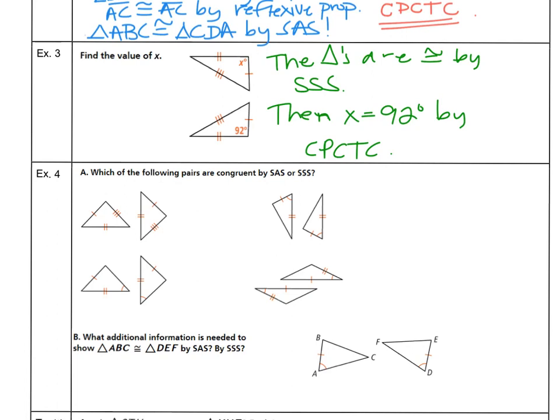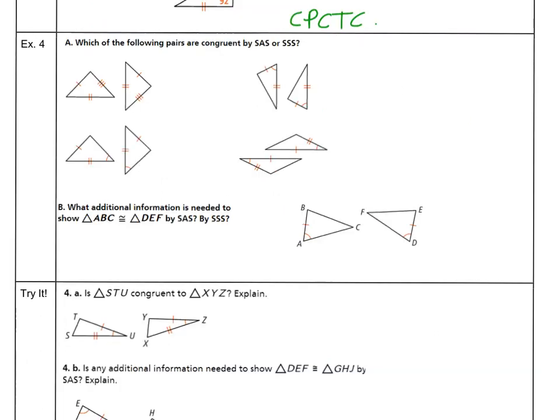And if that's the case, then x would equal 92 simply because of CPCTC again. That's a corresponding angle up on the top, all the way down to the bottom. So x automatically equals 92.